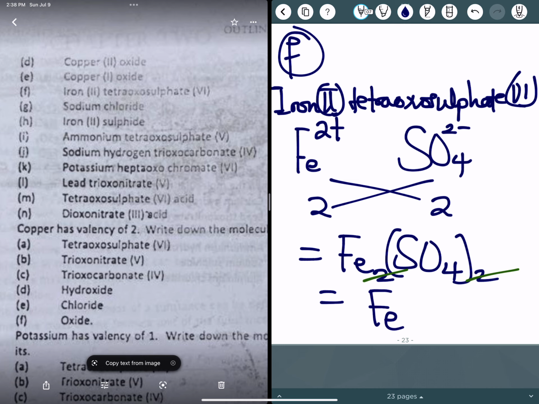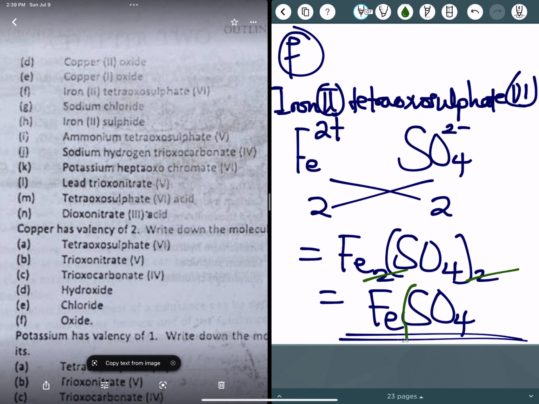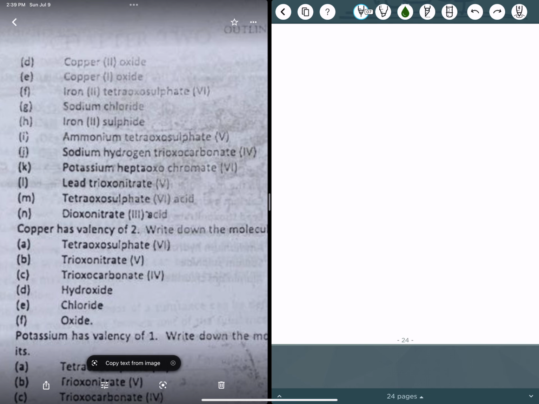So I'll get FeSO4. I'm supposed to write Fe1 SO4 1, but because we don't write our 1, in algebra and in things like this in chemistry, I'll remove the ones where they're supposed to be and leave it as FeSO4. That's the molecular formula of iron 2 tetraoxosulfate 6.